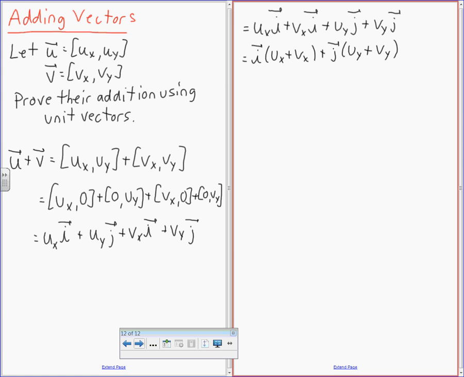How can I rewrite i times ux plus vx? Oh no! What does i mean again? What does i mean? i is 1 comma 0. So what's i times ux plus vx going to be? Yeah, ux plus vx comma 0. Good.